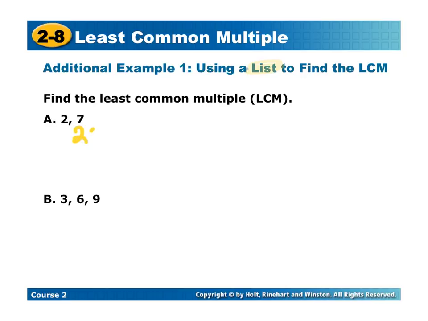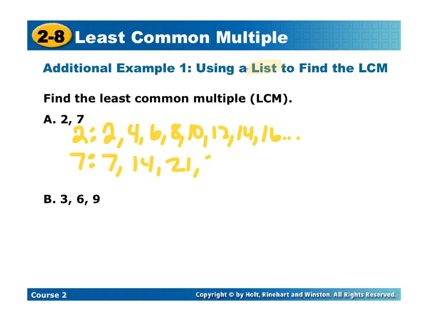So here I might have 2 and 7, and I'm just going to count. So it'll be like 2, 4, 6, 8, 10, 12, 14, 16, and so on. And then I'd count by 7, so it'd be 7, 14, 21, 28, and so on. With the list method, you just have to go until you find something that they have in common. You're going to find the smallest one they have in common. So in this case, the first thing they would both have in common would be 14.